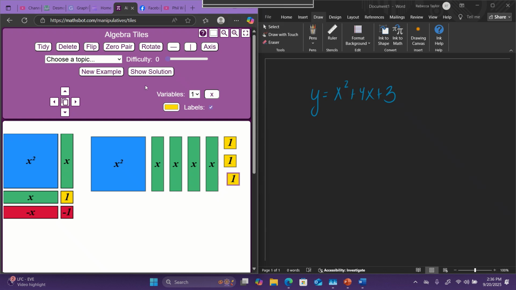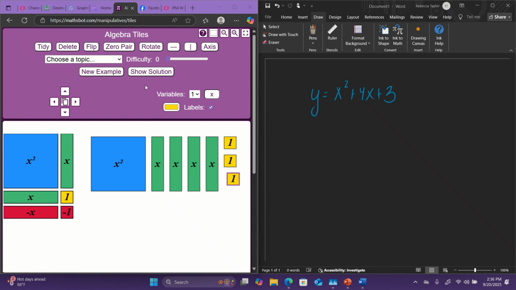Hi there. In this video, I am going to attempt to do a side-by-side comparison of completing the square with the algebra tiles and using the algorithm that you might have been taught in one of your math classes. And what I really love about doing this, and I've done it with several of my students, is you can see where that algorithm comes from in a very physical way.